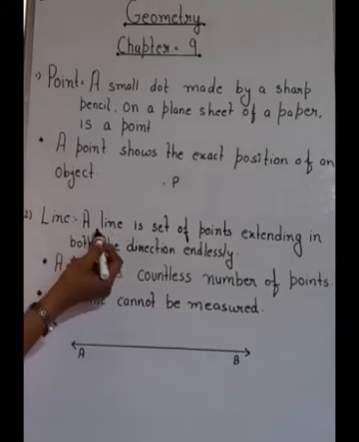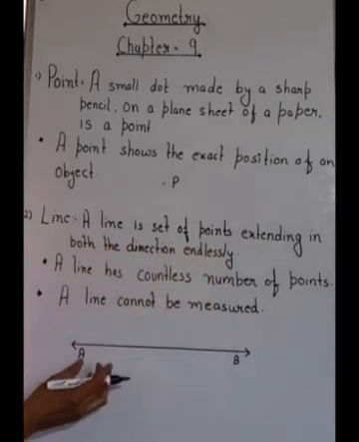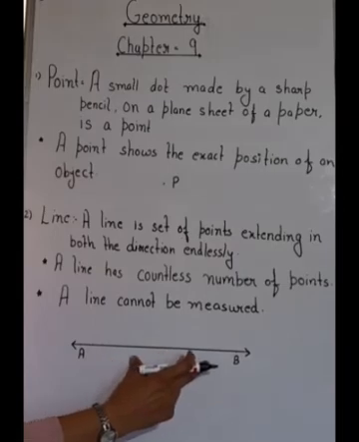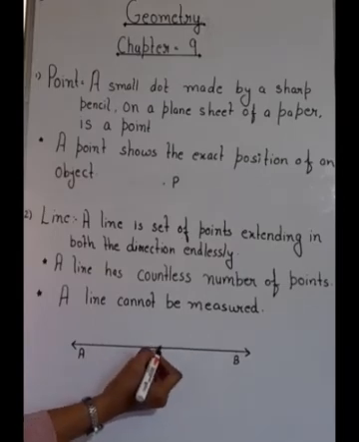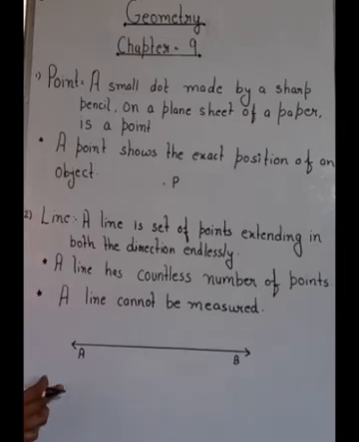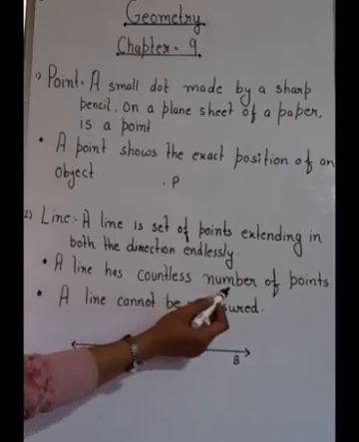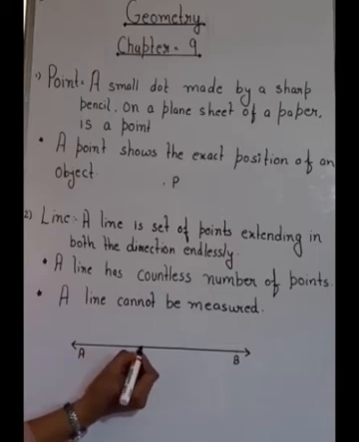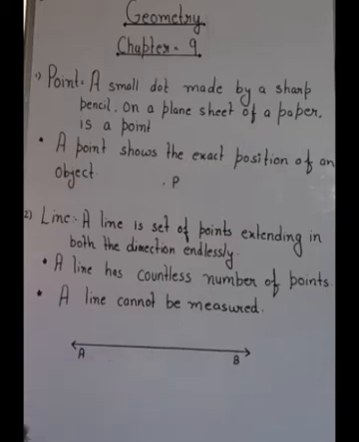So this is why I have written that a line is a set of points extending in both the directions. So these are the points and they are extending in both directions, towards the right and towards the left. Second, a line has countless points. As I told you, you can mark many points on this line. A line cannot be measured. You cannot measure a line.